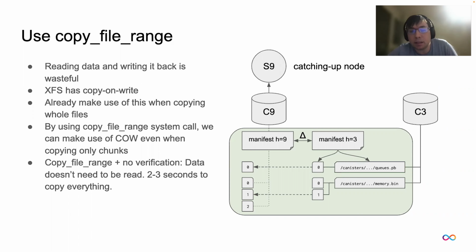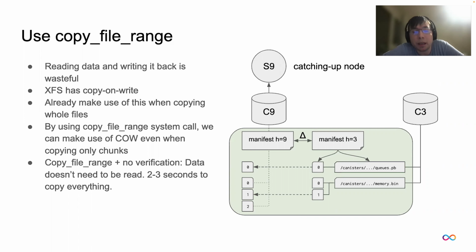So instead of reading and then writing, what we now do is we call a system call called copy file range, which does basically what it says. So you tell it, please copy this range of this file to that range of that other file. And if you do that, XFS can in fact speed things up by just pointing to the same chunk twice.